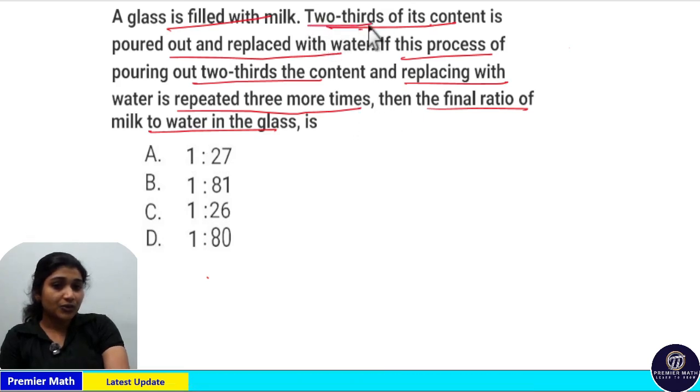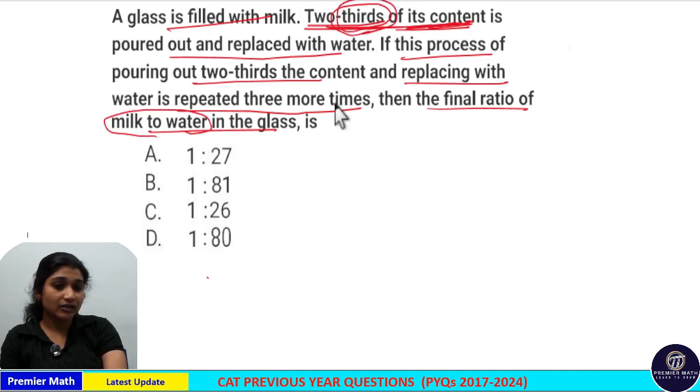Shortcut means here two-thirds is a fraction. So in this two-thirds, third represents the denominator, which is the total content here. That is, two-thirds of content means here 3 parts is the total content. Total content means milk plus water. So milk plus water should be a multiple of 3 here.